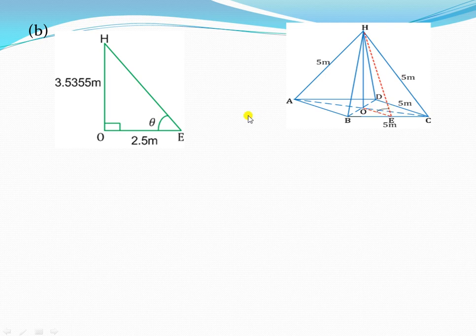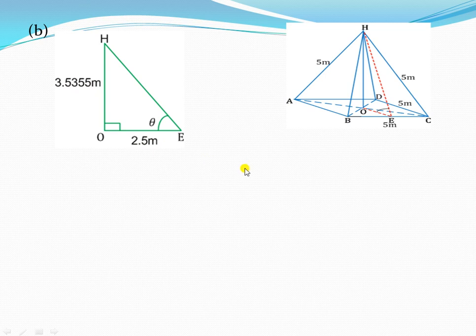So when you do so, you come up with this triangle here where we have HOE. But how do you get length OE? Remember, length OE is going to be a half of this complete length here. So getting a half of 5 will give you 2.5. Then the height, you already got it as 3.5355. Now, why haven't I used 3.54? We are using 3.5355 because it will increase our level of accuracy. But if you use 3.54, the level of accuracy will be compromised.